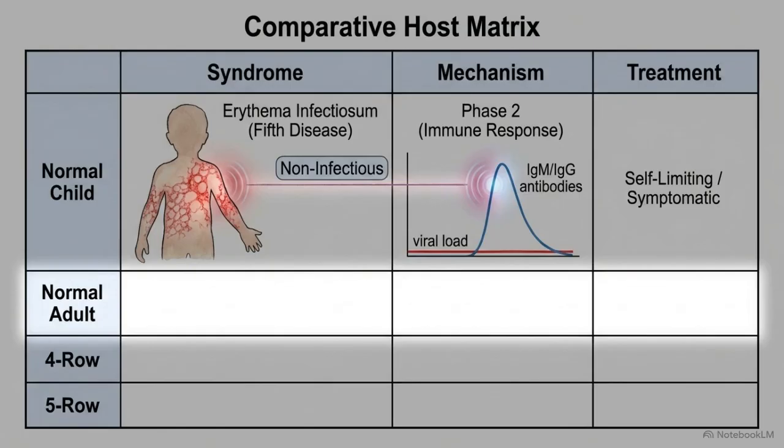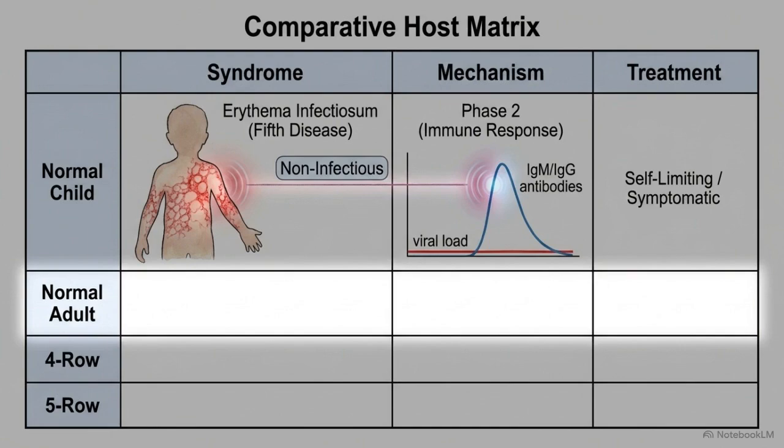Returning to the timeline rule, this rash is a Phase 2 immune response. By the time this visual symptom appears, the initial viremia is over. The child is no longer infectious. The disease is self-limiting, and diagnosis relies on clinical presentation or detecting IgM.